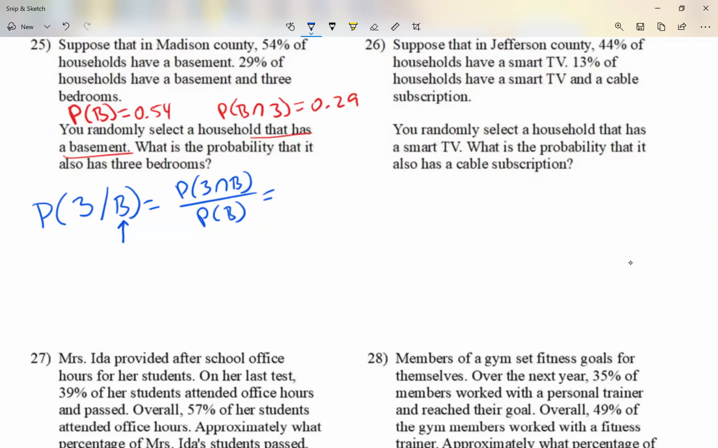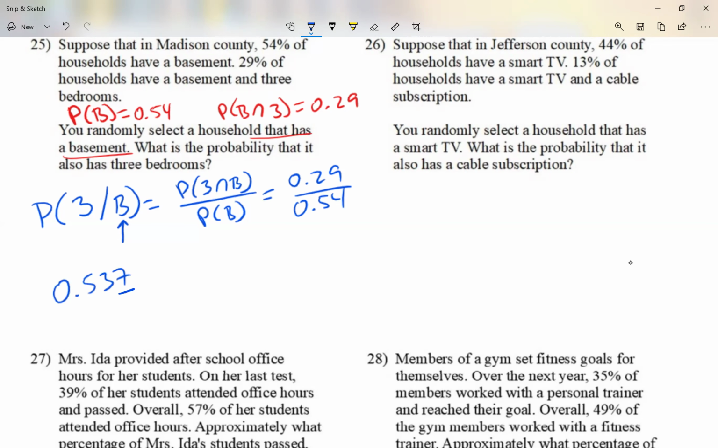Okay, what's the probability it has three bedrooms and a basement? 0.29. What's the probability that it has a basement? 0.54. So I'm going to grab my calculator and divide 0.29 by 0.54, and it gives me 0.537. My third decimal number is big enough, so my 7 is going to push the previous number up. So it's going to be 0.54.